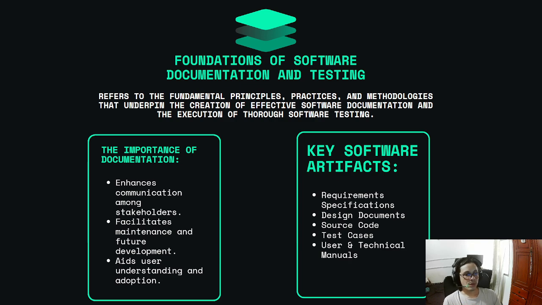On the right side, we have the key software artifacts. These are the important documents we create. They include requirements, source code, test cases, and finally the manuals for users.